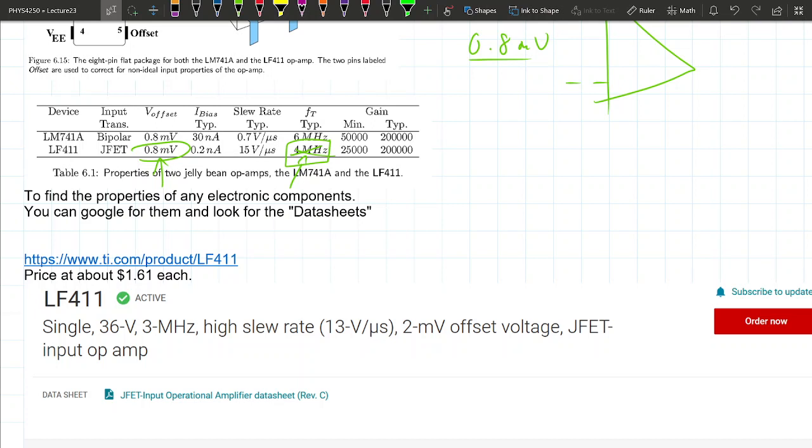What I want to do now is show you how to look at this information when you are trying to figure out what kind of op amps you need for your particular application. So I'm going to hop over to this computer. Unfortunately, the recording is not going to capture the screen.